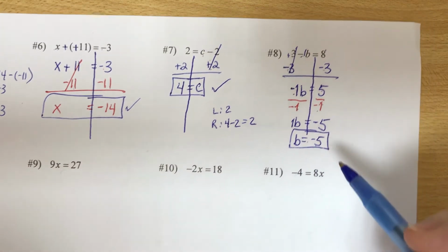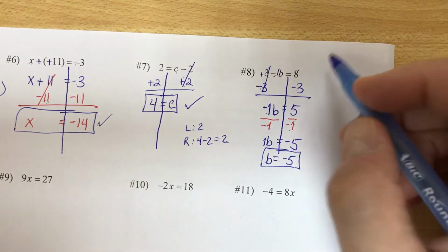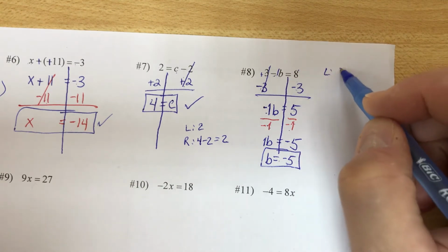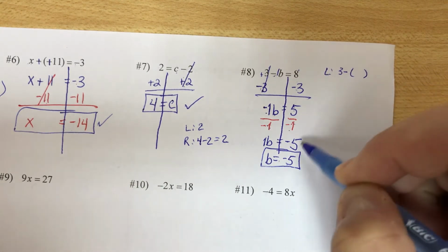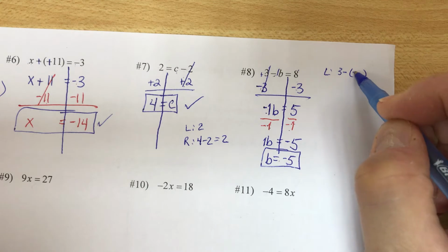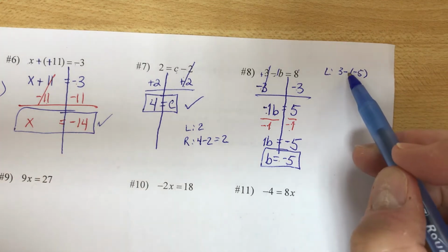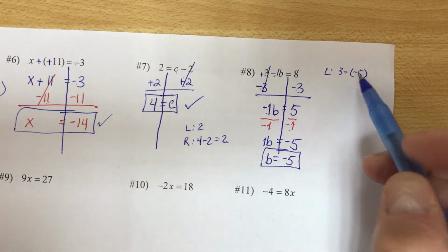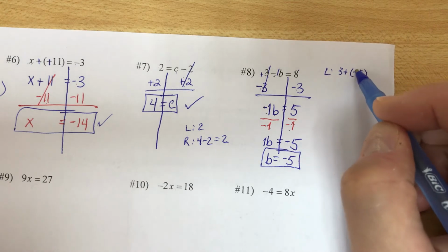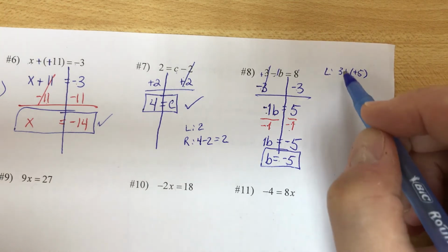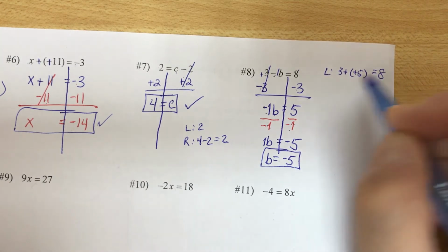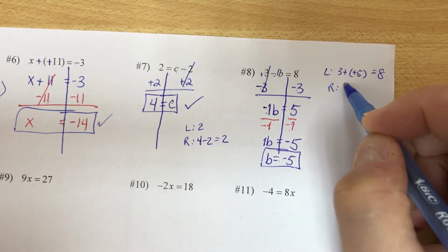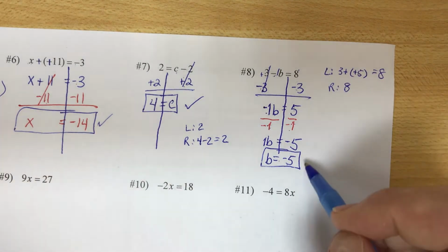And there's our solution. Now just to show you, is it correct? Well, the left side was 3 minus b. Now b was negative 5, so I have to write, I am subtracting a negative, but minus a minus, those are both pluses. 3 plus 5 is 8. And the right side is also 8. Okay, so that is correct.